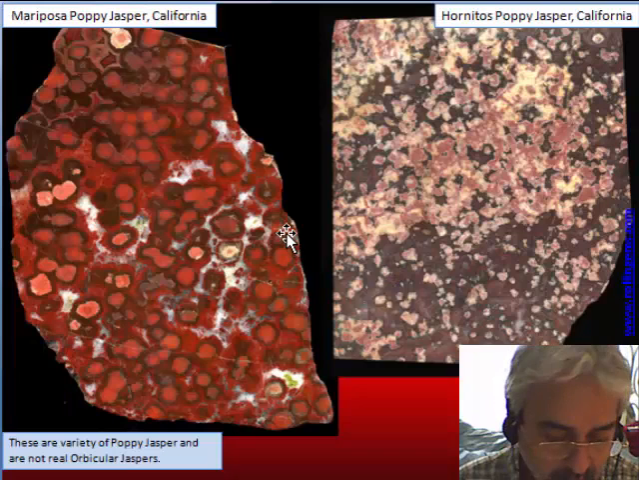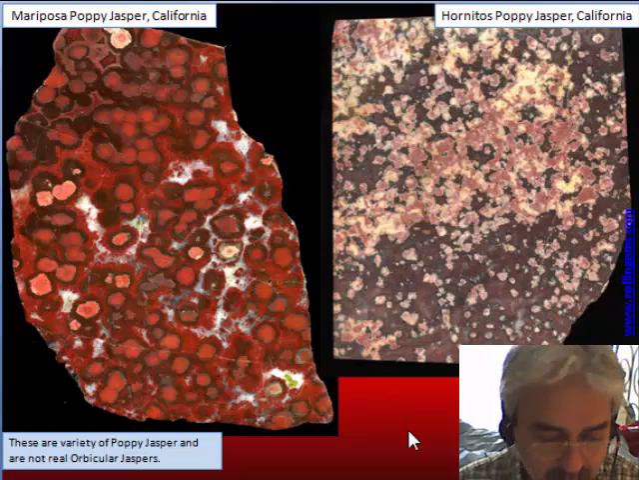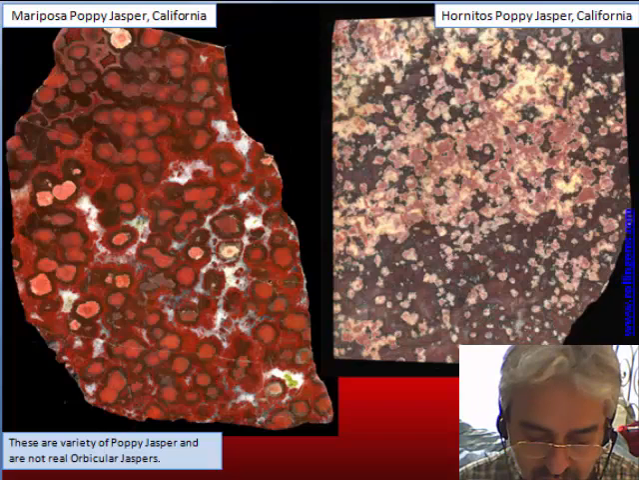These other two varieties of poppy jasper, in this case, are not really orbicular, because the spherulites are not well organized, so these are really a variety of rhyolitic jasper, not orbicular.